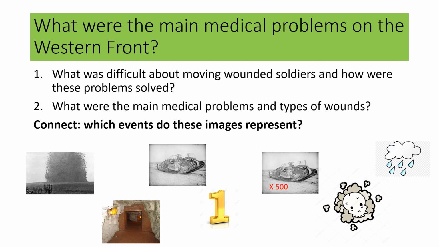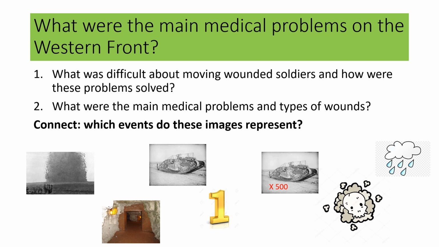Welcome to this lesson on the main medical problems on the Western Front. Use that please as your heading, the title in the green box, and we're going to look at question 1 and question 2. Those are the main focus for this lesson. So we're going to look at what was difficult about moving wounded soldiers and how those problems were solved, and what were the main medical problems and what were the main types of wounds on the Western Front. So there's a lot to do this lesson.